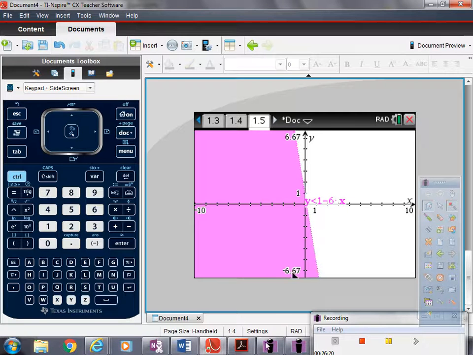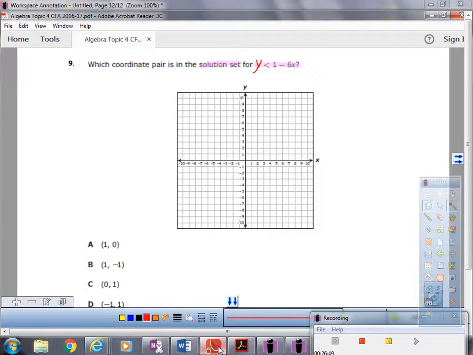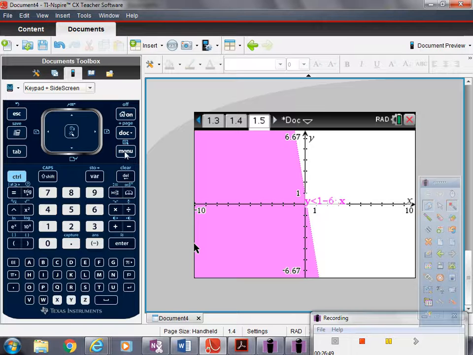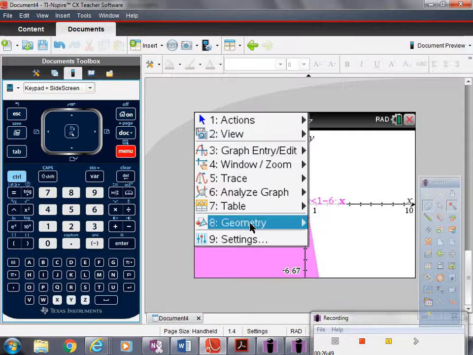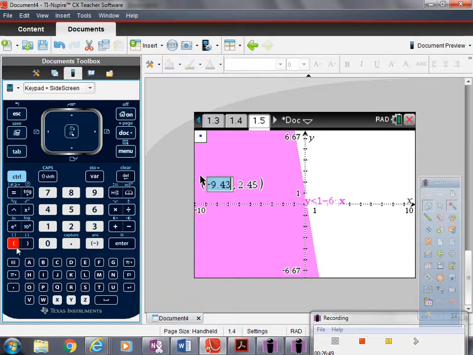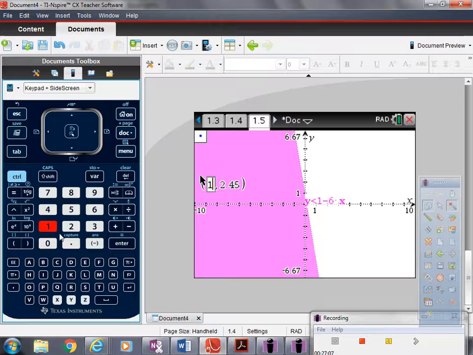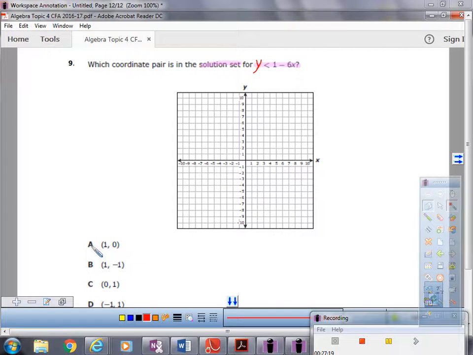So what we want to do then is we want to plot these points, like 1, 0, and we did show you how to do this using the geometry tool. So you go to menu, you go to geometry, go to number 1, go to point, you open parentheses, and then type your coordinates. So your coordinate is, the first one, 1, 0. So you type in 1, press enter, 0, press enter, and you can see where it plotted it, which is right here in the blank space. So that's not the right answer. So we're going to have to eliminate that one.